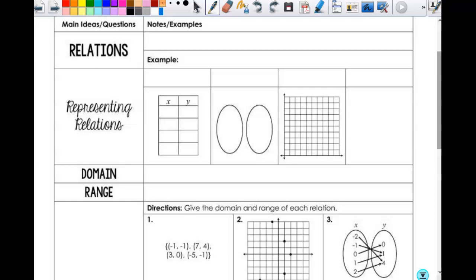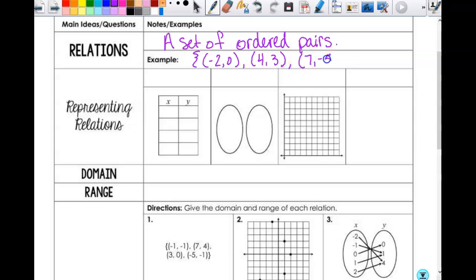So definition of a relation. All a relation is a set of pairs. We have relations and we have functions. All functions are relations, but not all relations are functions. So an example would be (-2, 0), (4, 3), (7, -5), whatever. So that would be a relation. It's some sort of set of ordered pairs. It could be an infinite number of ordered pairs, but there you go.